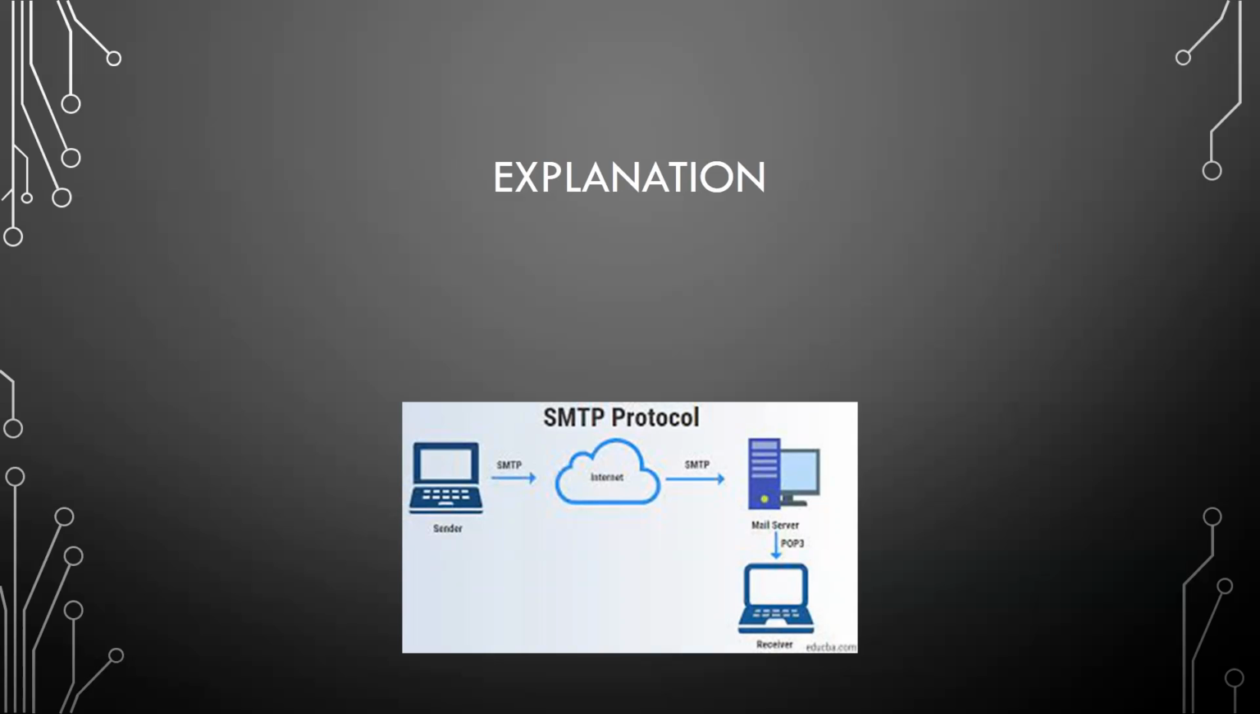SMTP is a push protocol and is used to send the mail, whereas POP, Post Office Protocol, and IMAP, Internet Message Access Protocol, are used to retrieve those emails at the receiver side. SMTP is an application layer protocol.